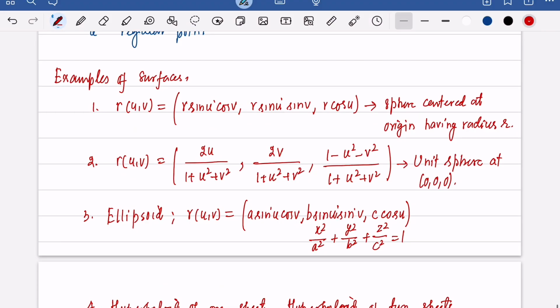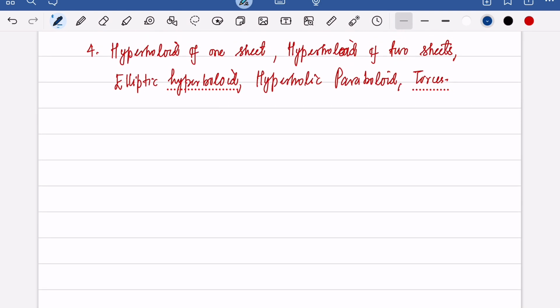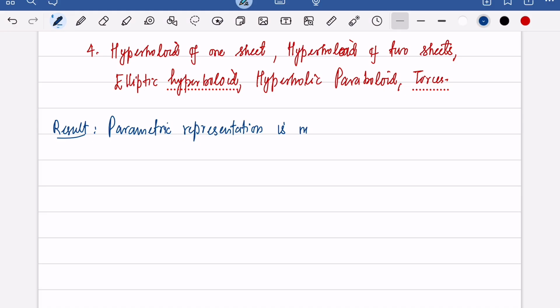Now, as we can see here in the first and the second, if we put r equal to 1 in the first equation of the parametric representation of a surface, then we get the parametric representation of a sphere. And second, this is also a parametric representation of a sphere, and these two representations are different. So therefore we have one result here: parametric representation is not unique. Given one parametric representation of a sphere, we can transform that into another parametric representation by some transformation.